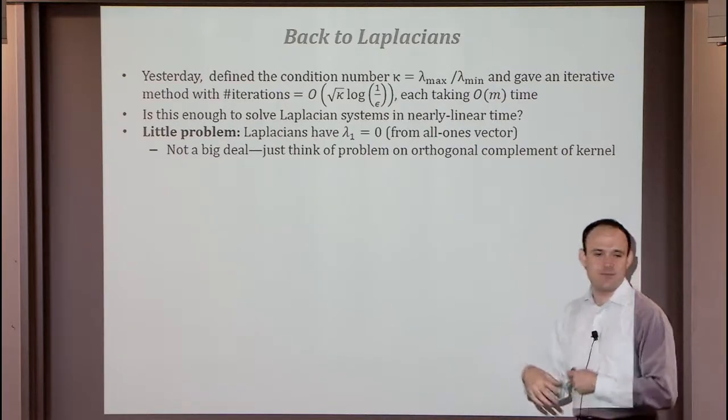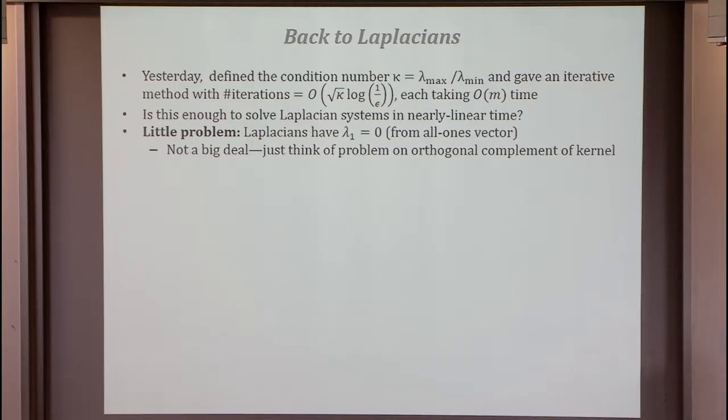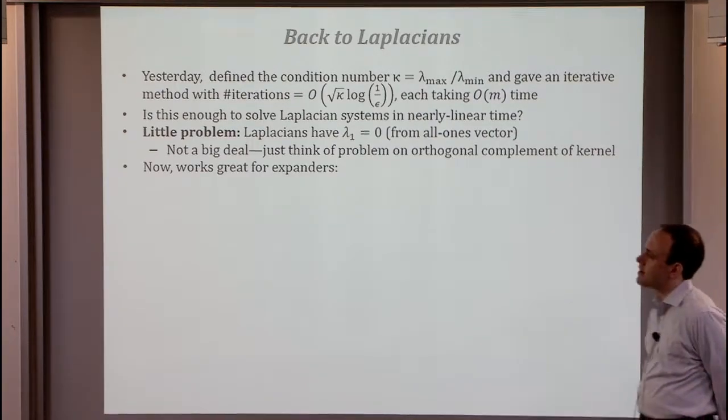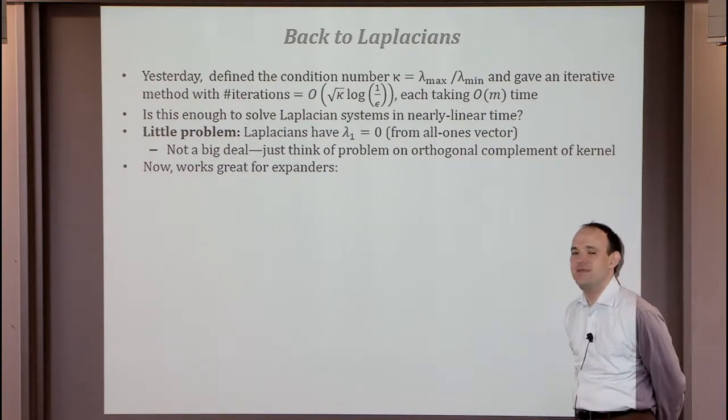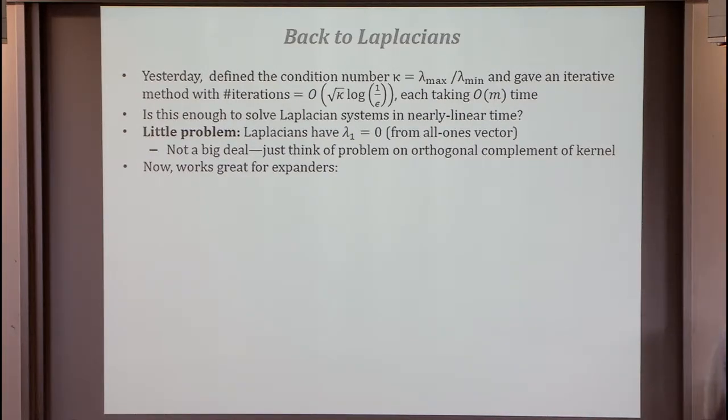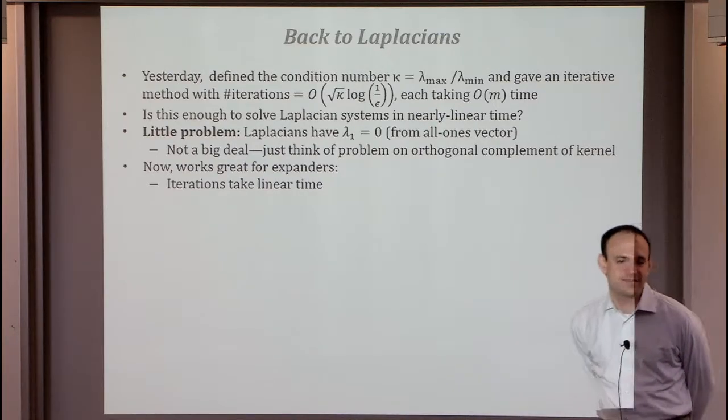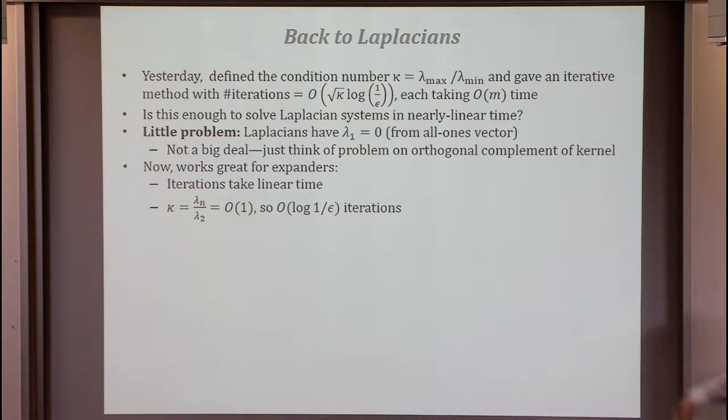So really you should think lambda 2 is the thing that's going to govern the min eigenvalue. Now note that we already have a result that's not super obvious, which is that you can solve Laplacian linear systems very efficiently on expanders, right? And the reason for that is that each iteration takes linear time. And an expander is something where the ratio of its biggest to smallest eigenvalue is a constant, right?